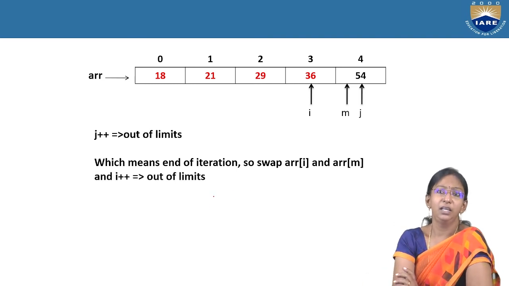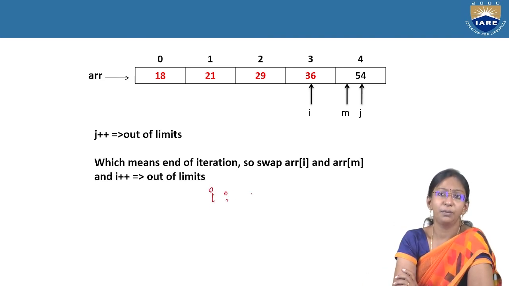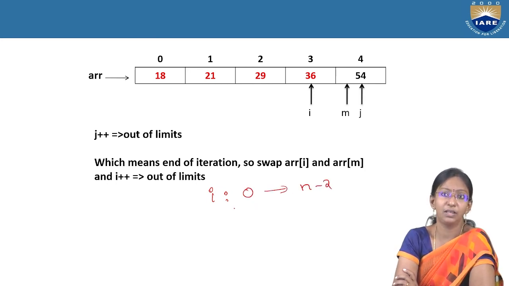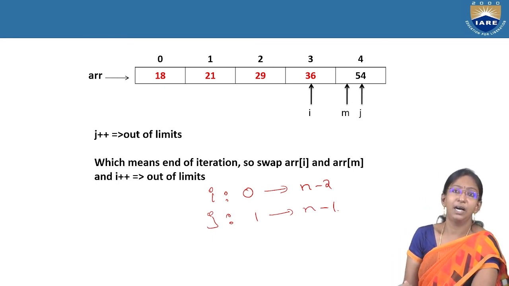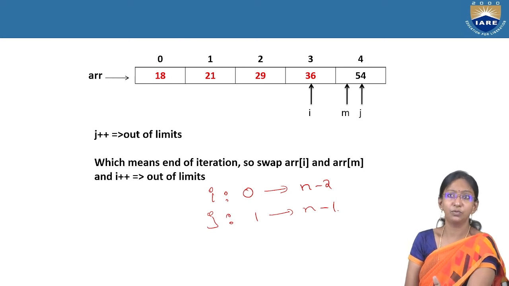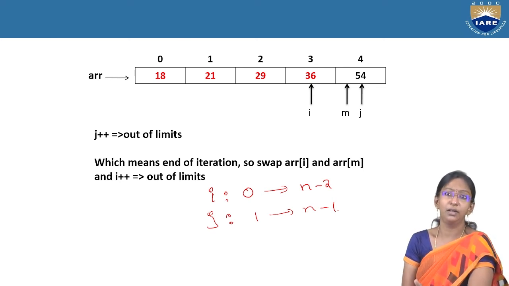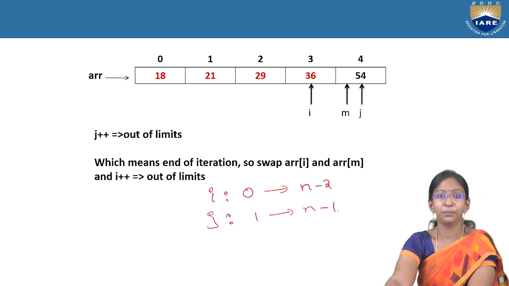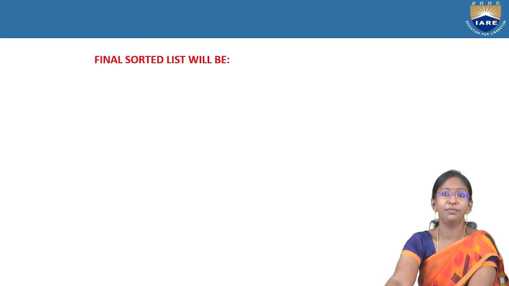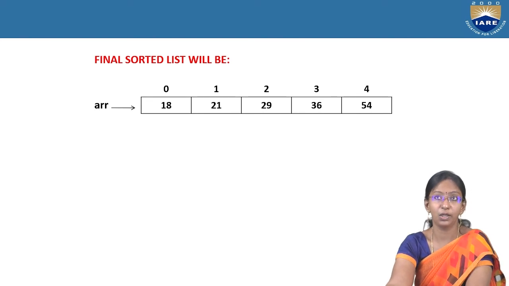Remember, here I is going to run from index value 0 to n minus 2 if there are n elements in your list, and J is going to run from 1 to n minus 1. Right? So if I increment I, it goes out of boundary because I have an axis of I from index value 0 to 3 only over here. Right? It gets exceeded. So whenever I goes out of limits, it says that it is the end of the logic. Right? And the final list is the sorted list.